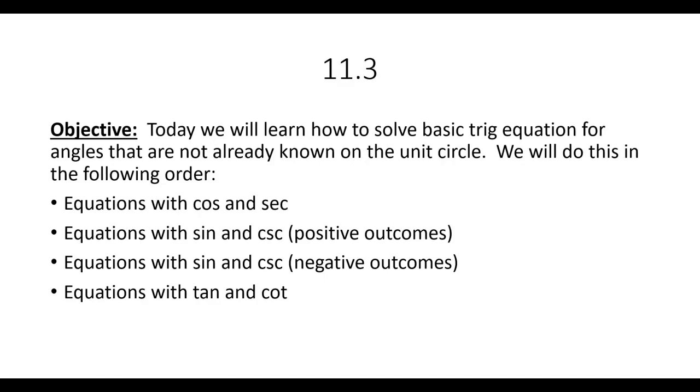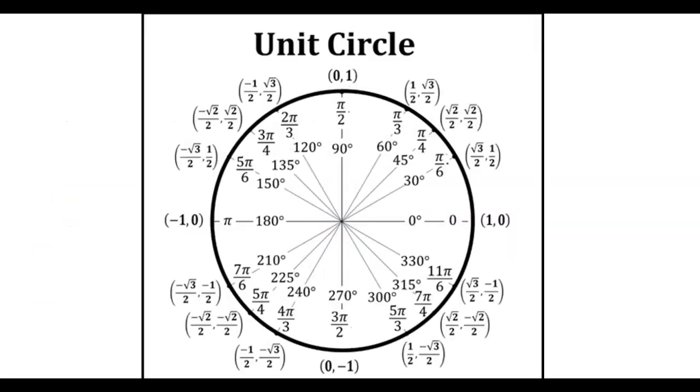and we're going to look at it in 4 parts today. We're going to look at equations with cosine and secant first. Then we'll look at equations with sine and cosine, but with positive outcomes. And then we'll look at how to deal with sine and cosecant when they have negative outcomes, because something a little different happens there. And then finally, we'll look at equations that have tangent and cotangent. So all that being said, let's go ahead and jump in and get started here. So we're going to start by looking at cosine and secant.